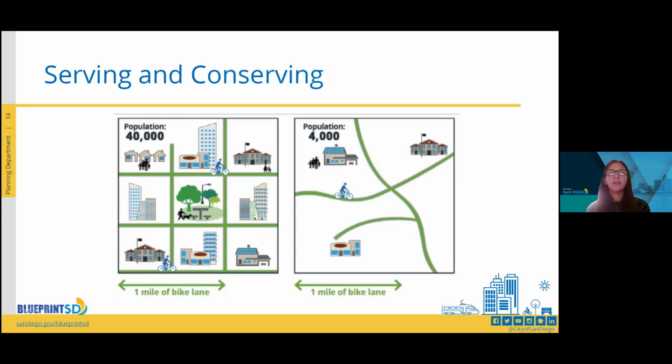You can see on this slide that the same mile of a bike lane in a more activated community can serve much more people than that same mile of bike lane that is serving much fewer residents. And when we focus on delivering infrastructure where it can serve the most people, we can also best achieve our conservation goals so that we can conserve our sensitive habitat that is home to hundreds of sensitive plant and animal species, and that provides opportunities for passive recreation for our residents as well. Next slide.